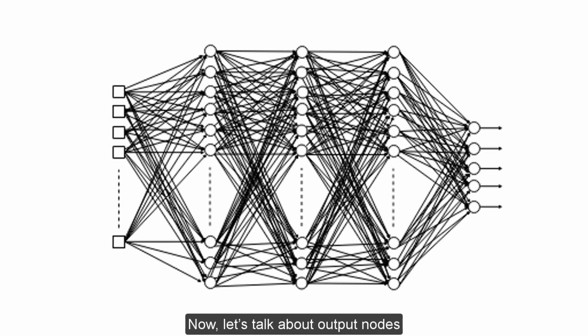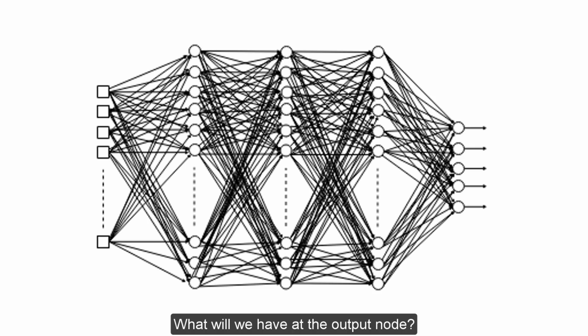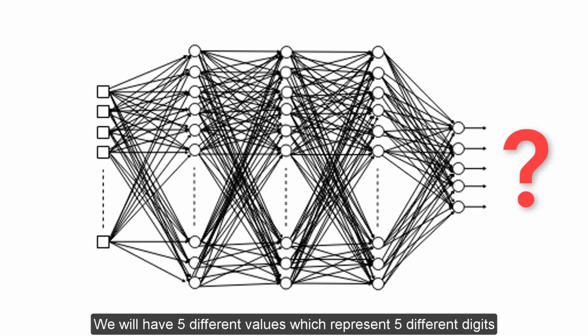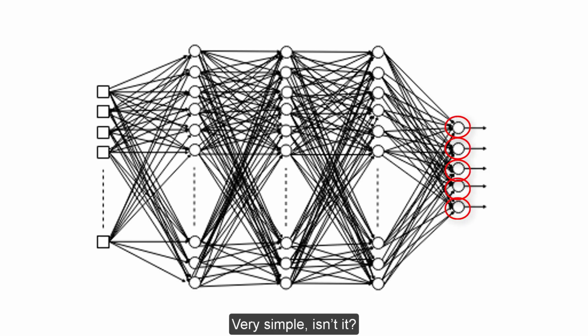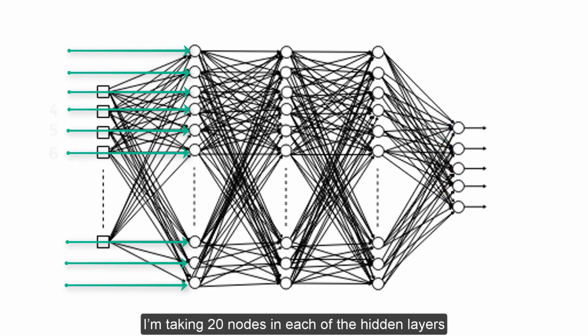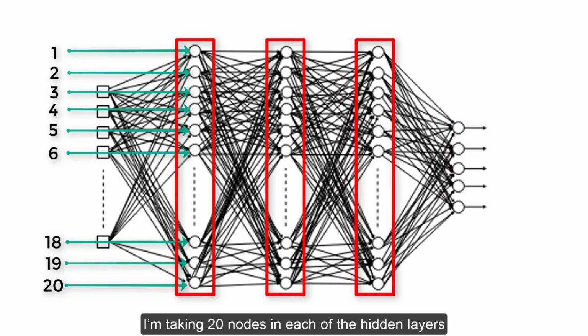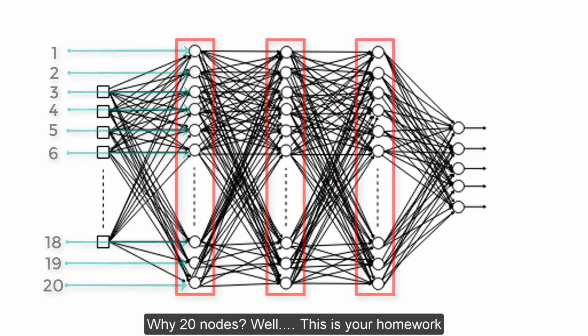Now let's talk about output nodes. What we will have at the output? We will have 5 different values which represent 5 different digits. That means we will have 5 outputs. So we need 5 output nodes. Very simple, isn't it? I'm taking 20 nodes in each of the hidden layers. Why 20 nodes? Well, this is your homework.